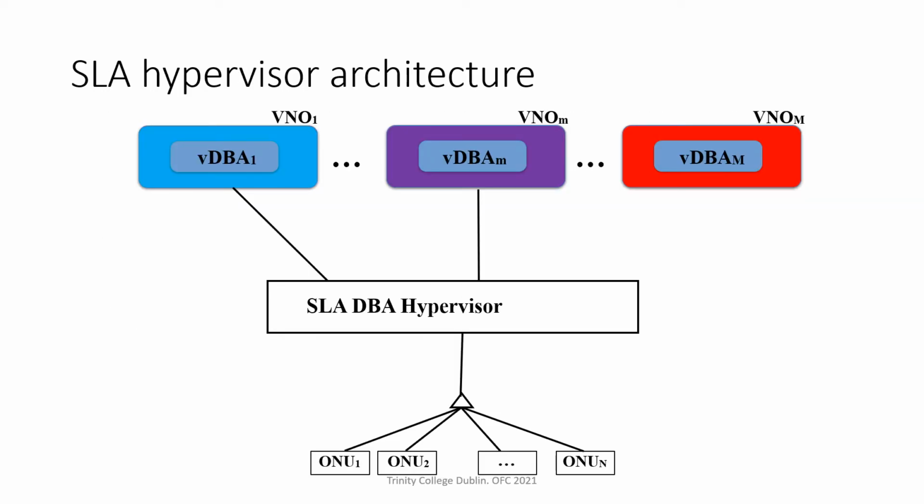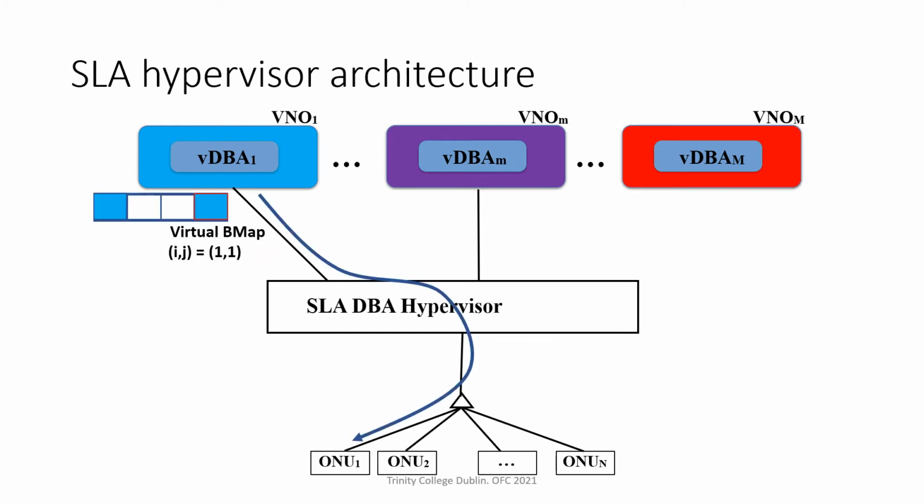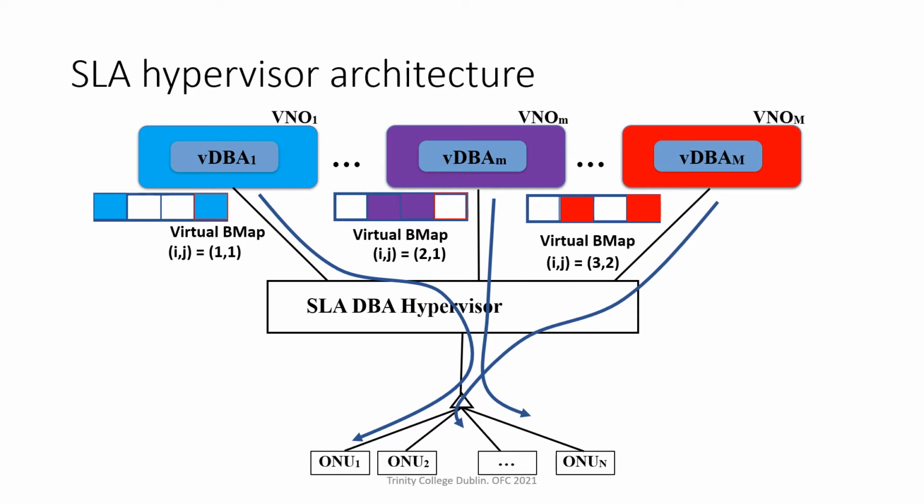The implementation of an SLA-oriented DBA hypervisor requires a stateful mechanism that can make prioritization decisions based upon the history of grant allocations at a flow level. This enables the hypervisor to track how close a given flow is to breaching its SLA and to prioritize grant scheduling accordingly. The scope of our hypervisor is to minimize the likelihood of breaching any of the SLAs associated with different services from multiple VNOs.